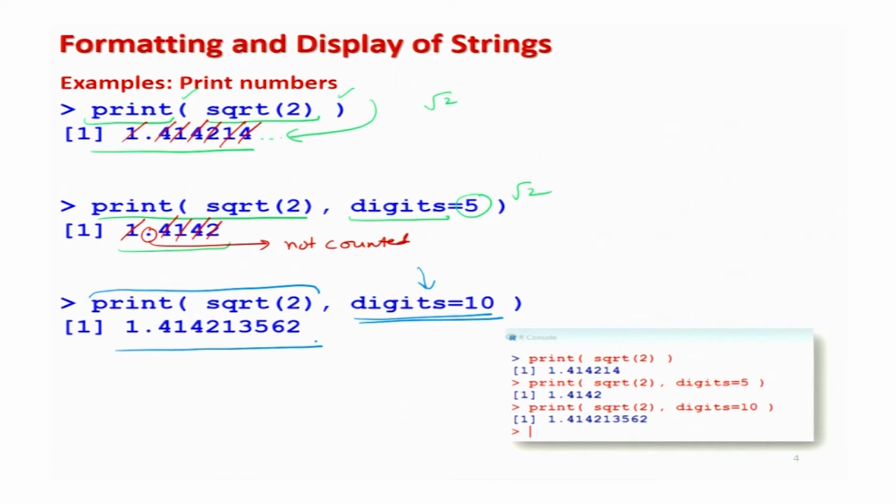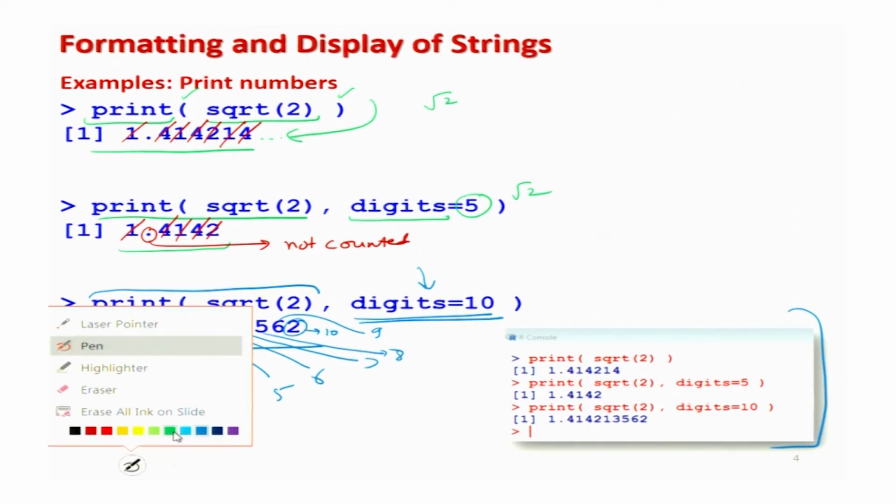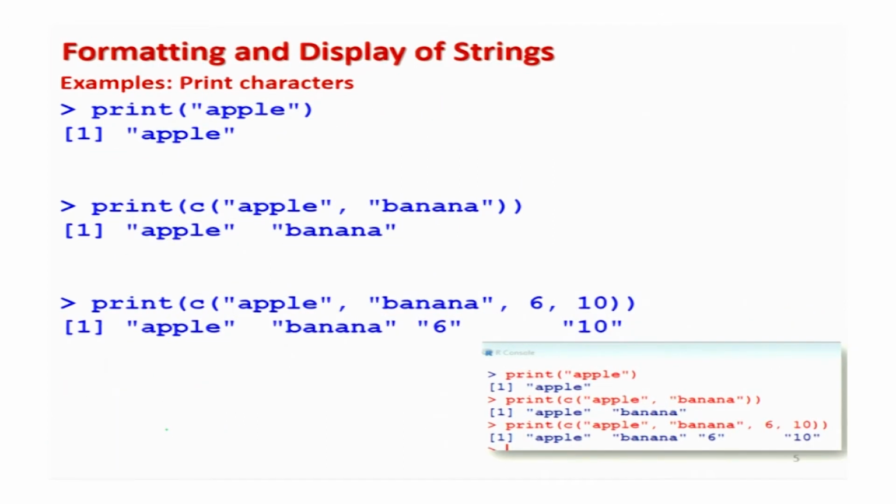So how many values are there? This is the first value, this is the second value, this is the third value, this is the fourth value. Now this 2 is the fifth value, 1 is the sixth value, 3 is the seventh value, then 5 is the eighth value, 6 is the ninth value and 2 is the 10th value, right. So you can see now there are 10 digits in this outcome. So this is how you can control the outcome with this command, and this is the screenshot of the same operation which I will try to show you on the R console.